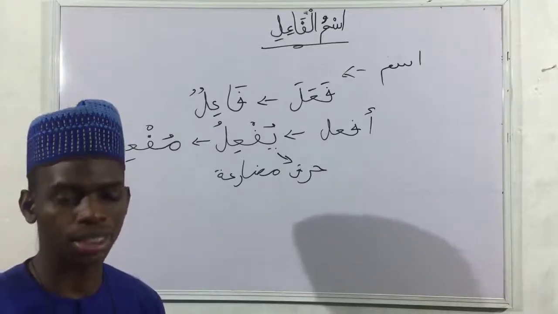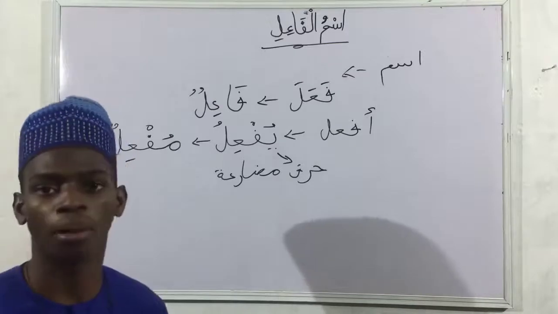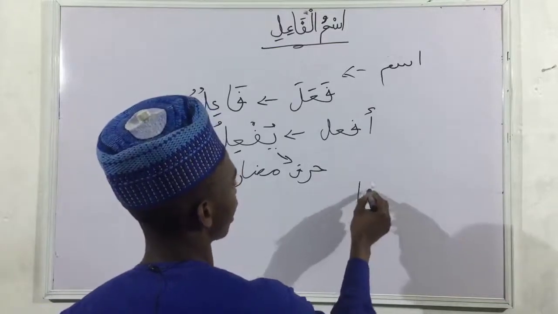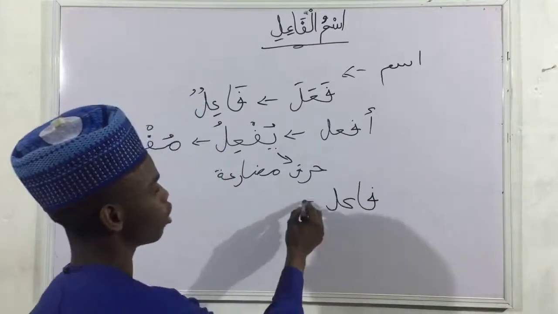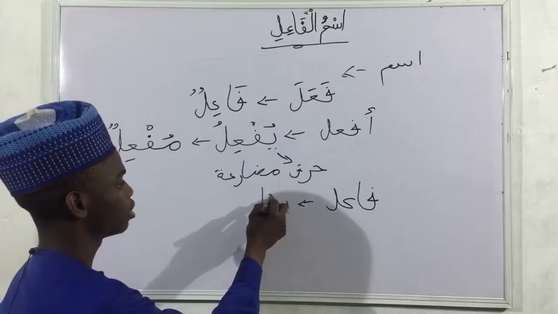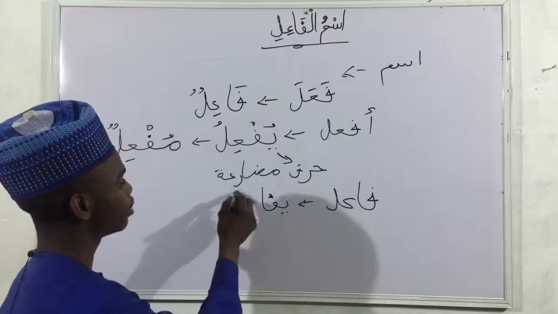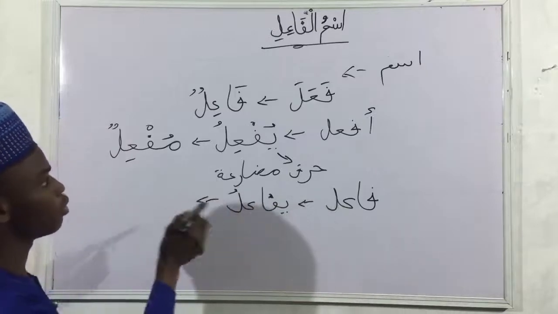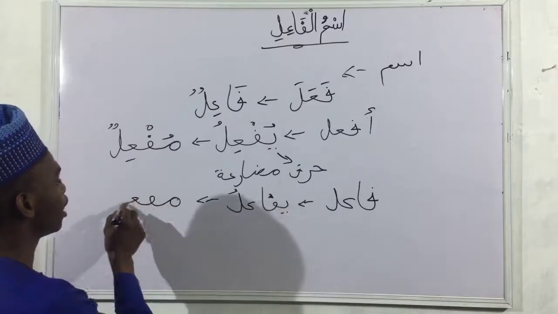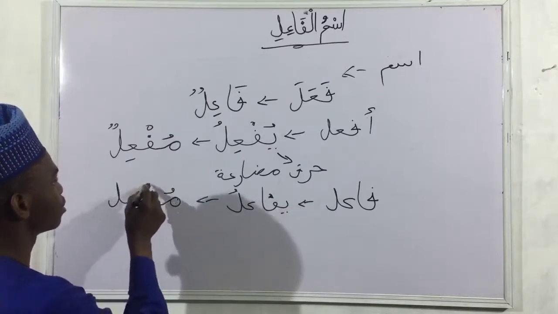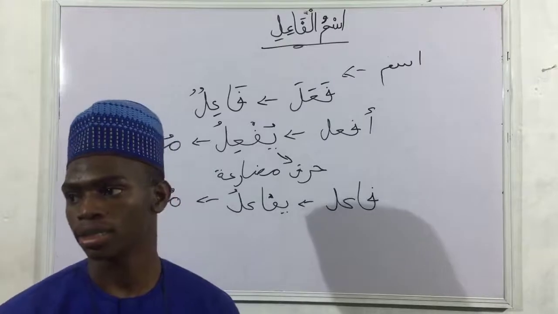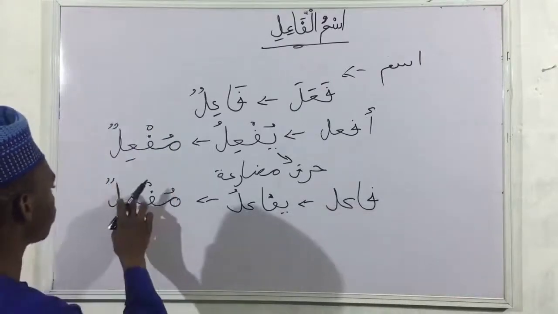Similarly, we are going to do the same for other shapes of rubai and above. For example, let's say we have something under the shape of fa'ala. What is going to happen? It's going to become yufa'ilu. When we want to turn it into ismul fa'il, we replace the harf al-mudari' with a mim dhamma, and it becomes what? Mufa'ilun. So that is an example of rubai.